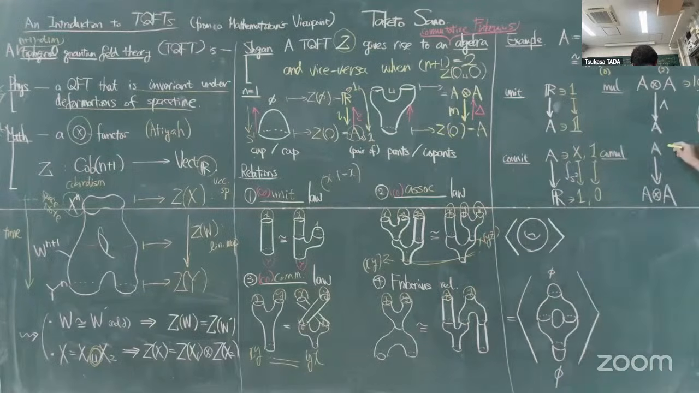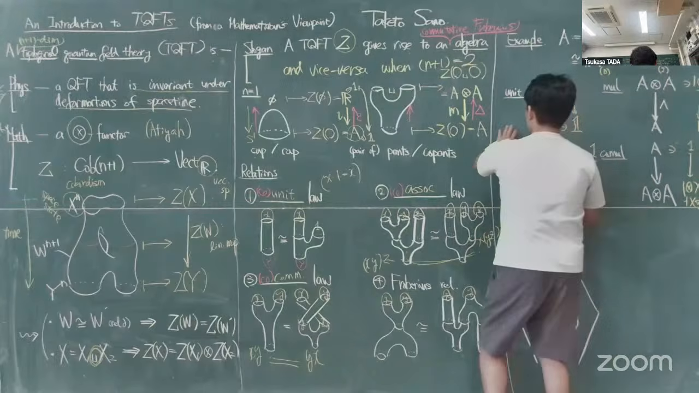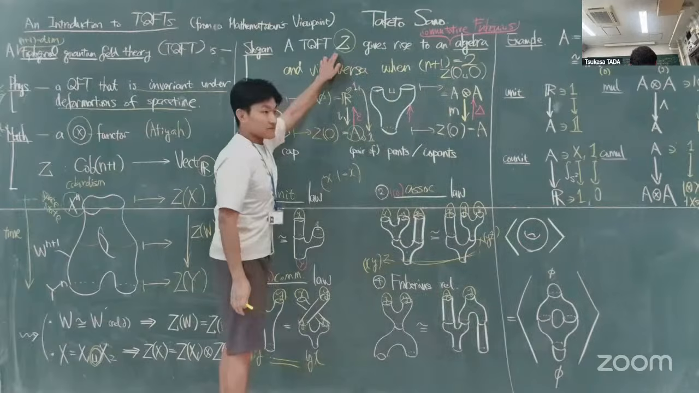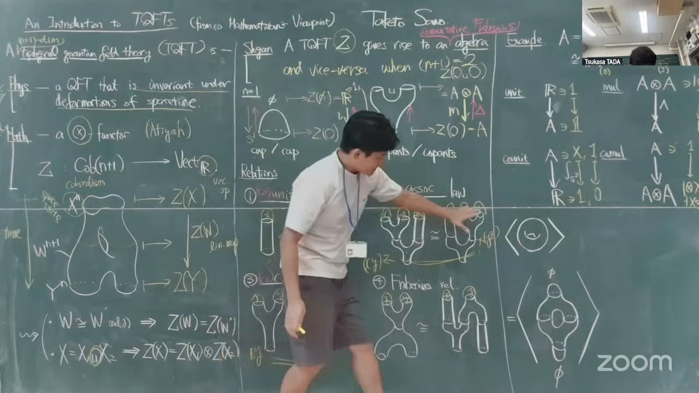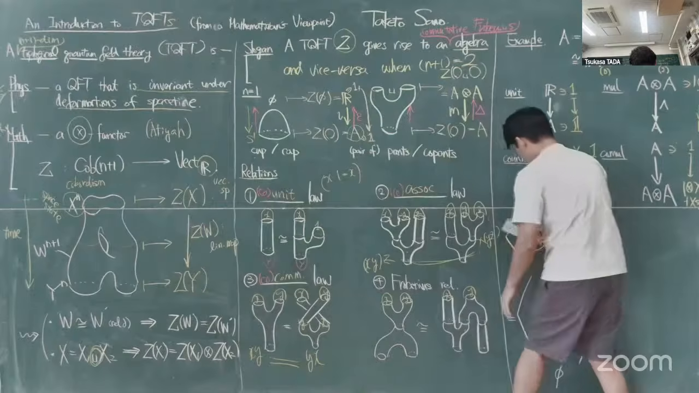And the way we define this is this 1 goes to 1 tensor x plus x tensor 1. And this x goes to x tensor x. And then we get a commutative Frobenius algebra. That means we get a two-dimensional TQFT for free. So let's try to use this to evaluate the torus.